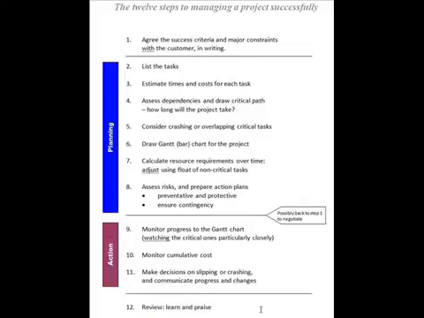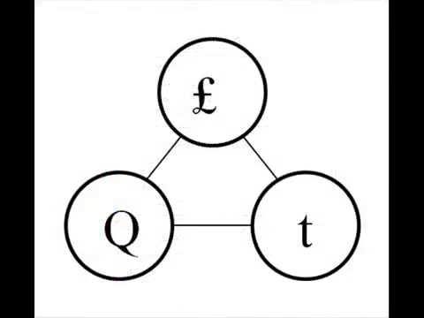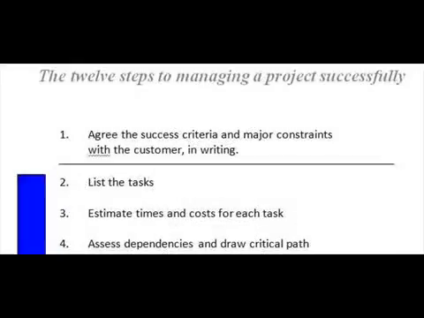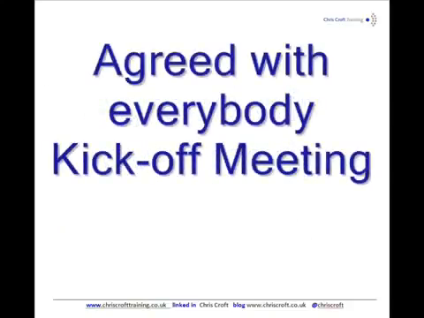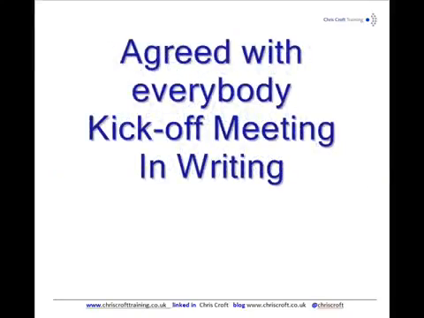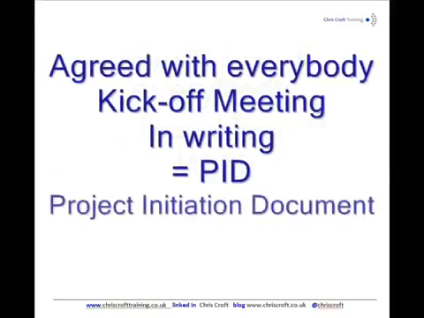It's a 12-step process that allows you to plan and deliver any project on time, to budget, and correctly to quality. So step 1, define the project really carefully. Make sure you know exactly what you're doing before you start. Agree it with everybody, probably at a kick-off meeting, and get the agreement in writing. This document is sometimes known as a PID, a project initiation document.